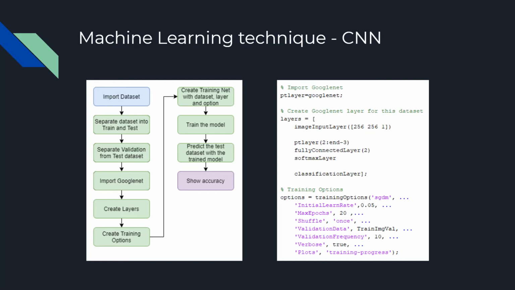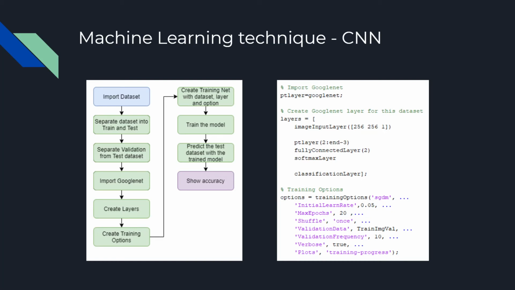The most common use for the CNN is image classification, in our case, the COVID-19 image detection. As you can see in the slide, on the left side, we start by importing the dataset and separating it into train and test. Then we separate the validation from the test dataset, and we import GoogleNet, which is a convolutional neural network pre-trained by Google.